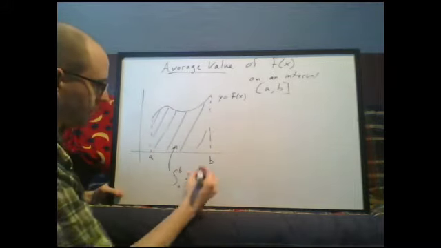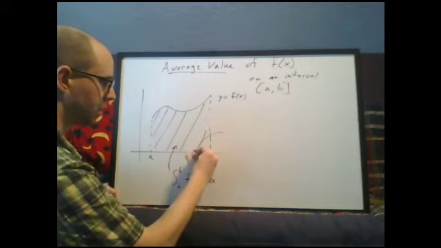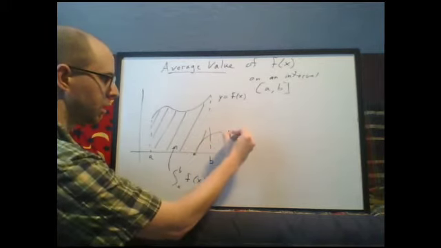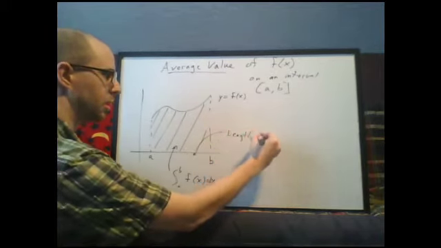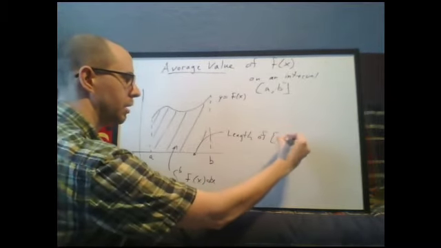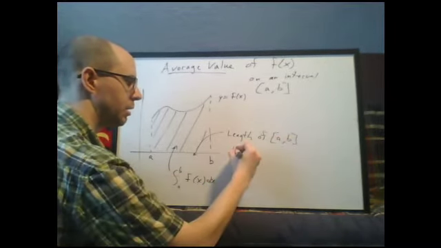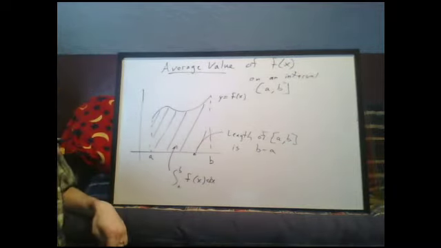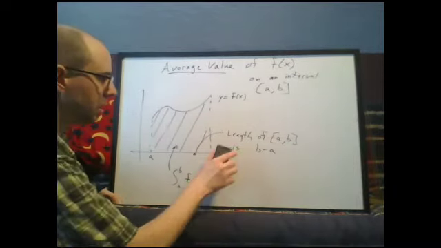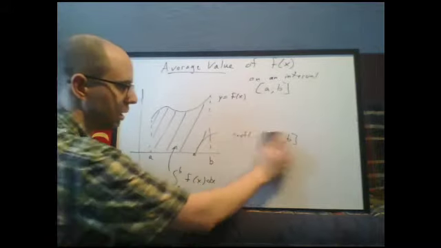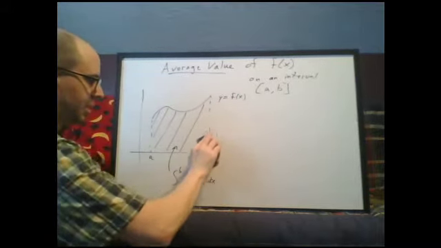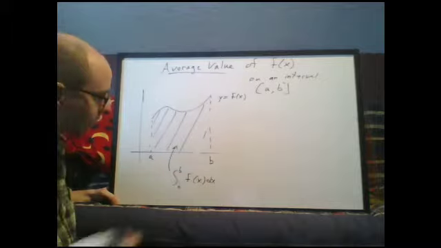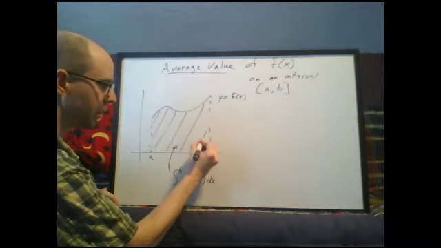So, the length of a to b, the length of the interval, is b minus a. I don't know why I wrote that, but let me erase. It's worth saying, but it's not really that important to leave it there.